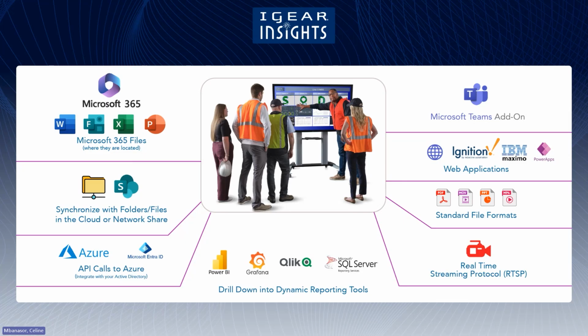You're able to view this information on any device and even in Microsoft Teams. And you can bring in different types of sources maybe you didn't have before, like the web applications like Ignition and Power Apps and IBM Maximo, or video files and live stream. And at the bottom, maybe you could have printed out some of Power BI or Grafana or SQL Server Reporting Services reports, but now you have the opportunity to really drill down into those reports and filter them out to see the data that's really important to you.